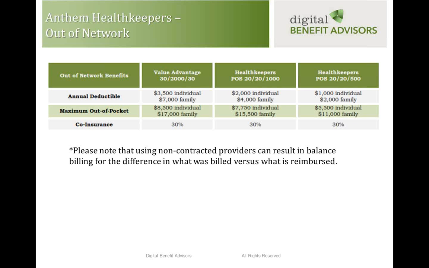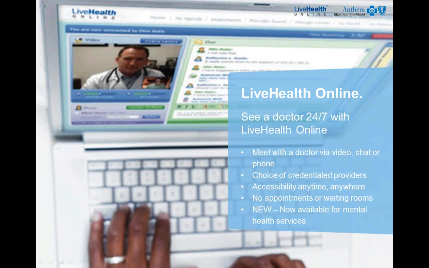But just know that on top of these separate costs, so it's a separate deductible, separate out-of-pocket maximum, so this is a totally separate bucket here, they can also balance bill you for the difference in what was billed versus what is reimbursed. So if you go to an out-of-network provider and they bill $100, but Anthem says, well, for this service, usual and customary, we're going to say it's worth $50, and that's what we're going to reimburse, the provider can bill you for the $50 difference. So just want you to be aware of that if you do go out of the network.